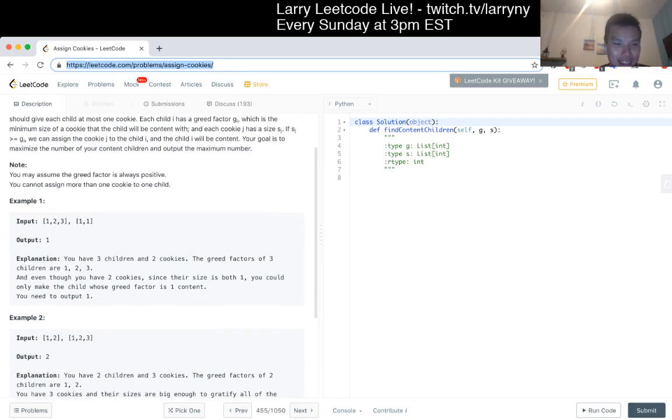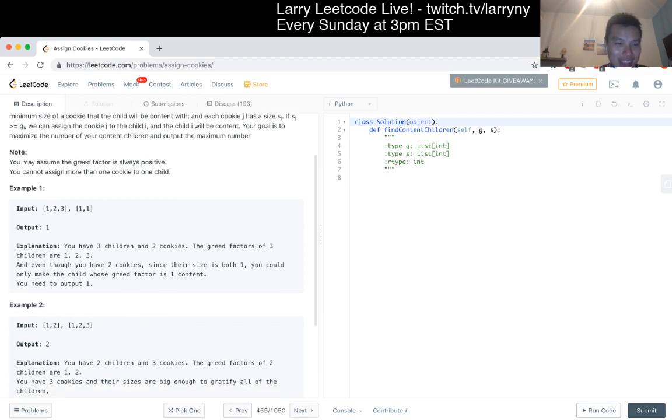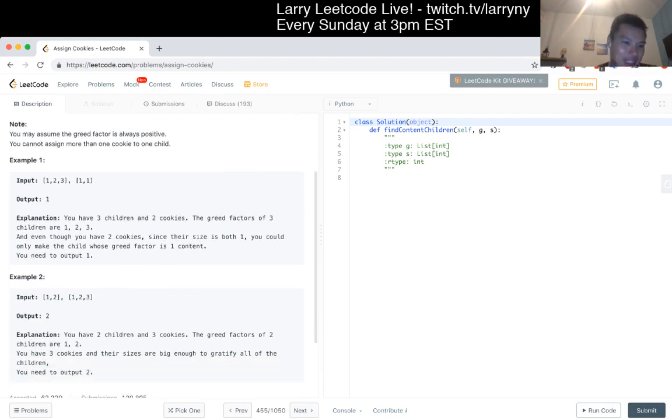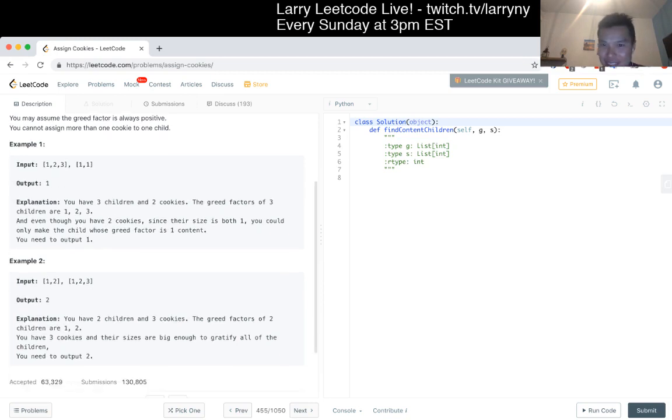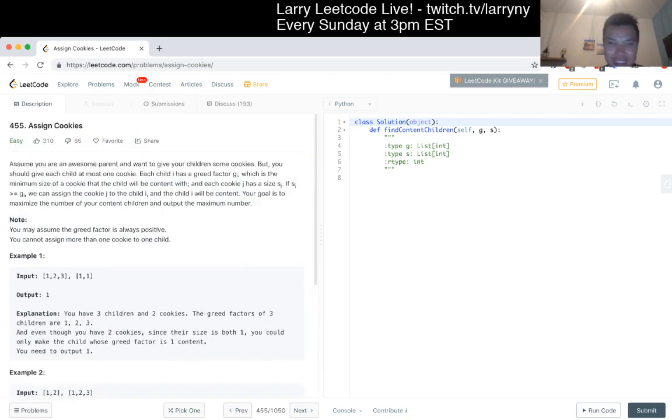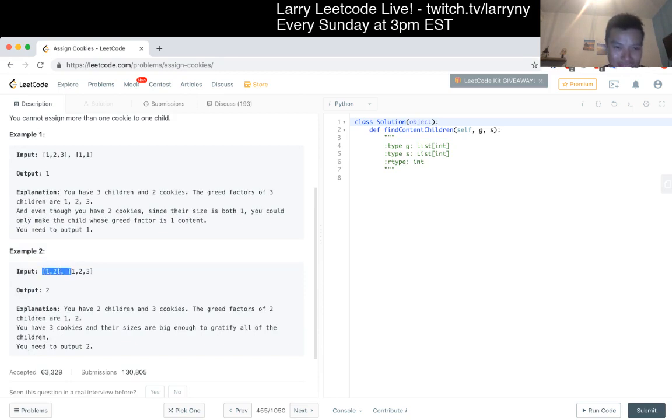Let's take a look at the example just in case I misread something. You have three children and two cookies. The greed factors of the three children are 1, 2, and 3. Even though you have two cookies, since their sizes are both 1, you can only make the child whose greed factor is 1 content. Okay, that makes sense. Children is the first input. And three cookies, 2, 1, 2, big enough to grab both, so you need to output 2. Okay.